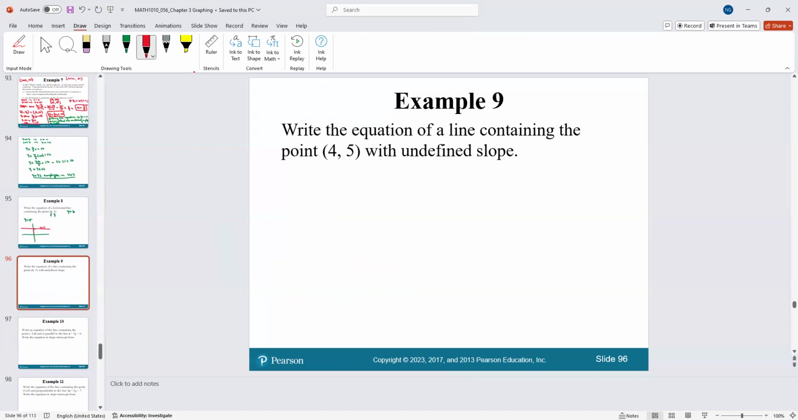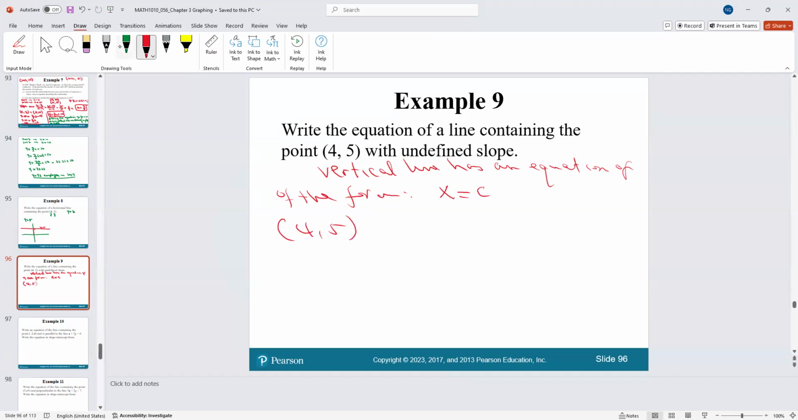Since the line has undefined slope, the line must be vertical. And a vertical line has an equation of the form x equals c.